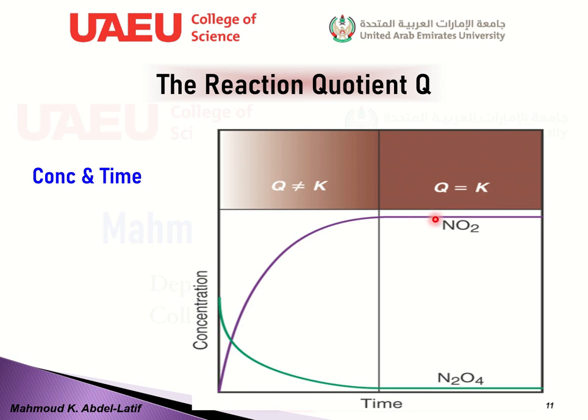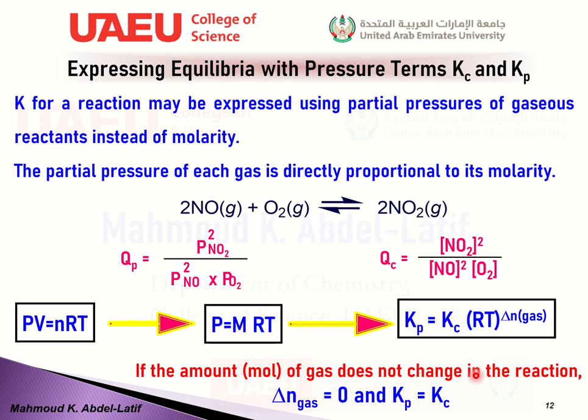Why? Because the concentration of the product is constant and the concentration of the reactant is constant. The equilibrium state is defined as a state at which the rate of the forward reaction equals the rate of the backward reaction, which means the concentrations of the products and reactants are without any change. Or you could say they are fixed. We're still talking about comparing Q with K.